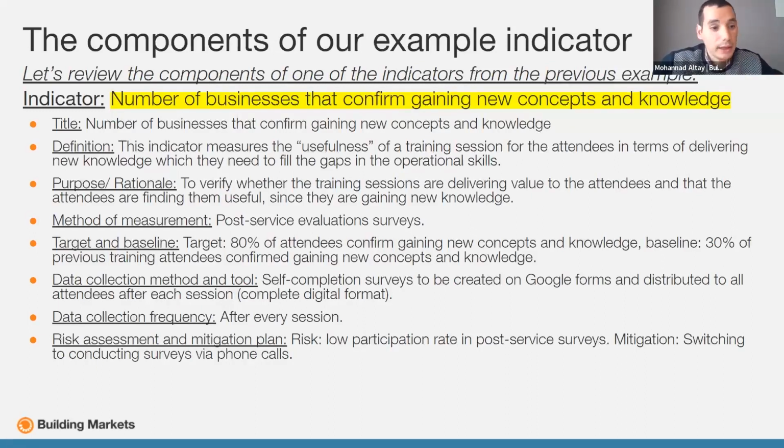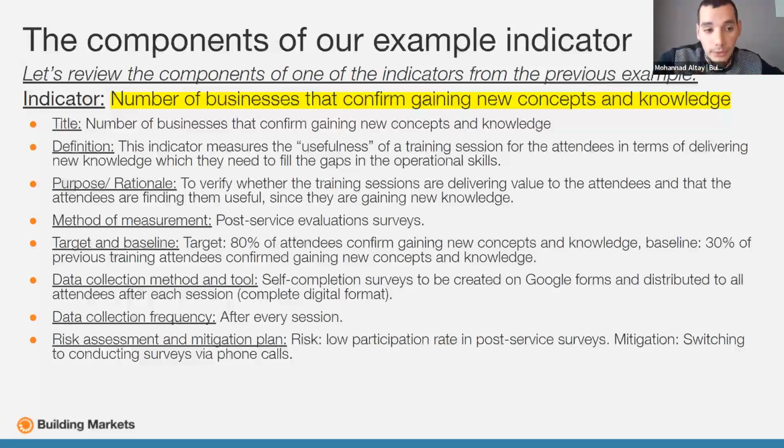Someone read the indicator title, they understood what it means, but they want more info, so they can read the definition. And here, for this example, the definition says this indicator measures the usefulness of our training session for the attendees. The usefulness is from their perspective, and it is measured in terms of the new knowledge that they gained. The new knowledge is meant to fill the gaps in their operational skills. This is the definition of the title, and of course, it is always explained in more words when compared to the title, because it is supposed to give more information.